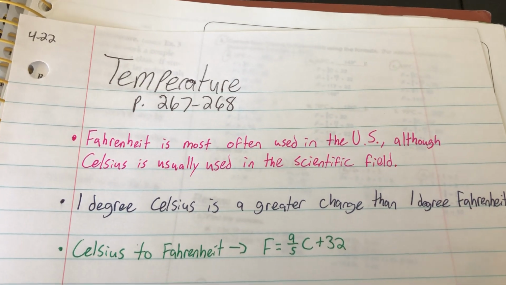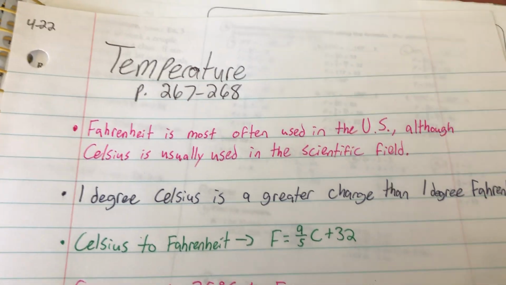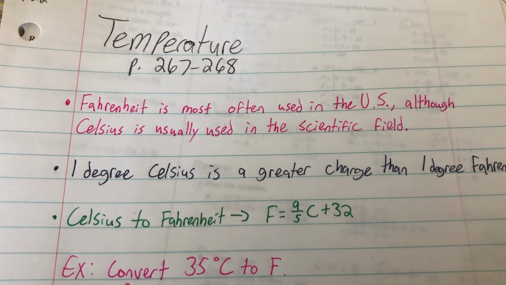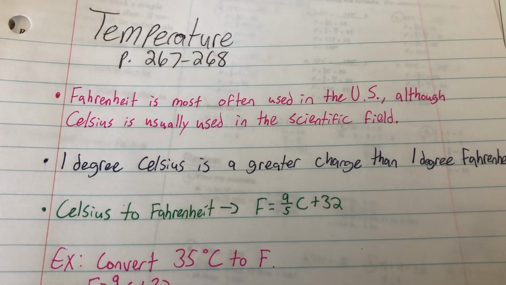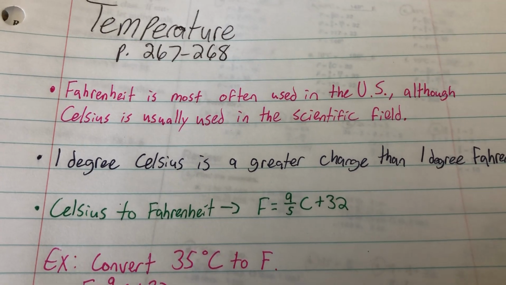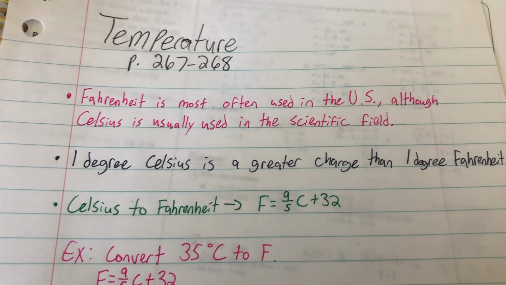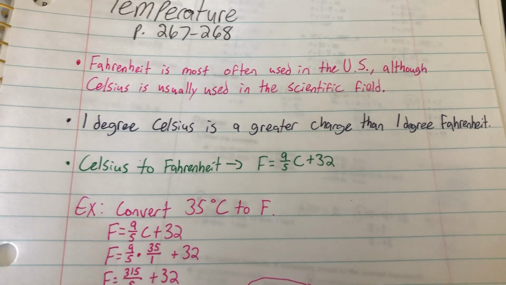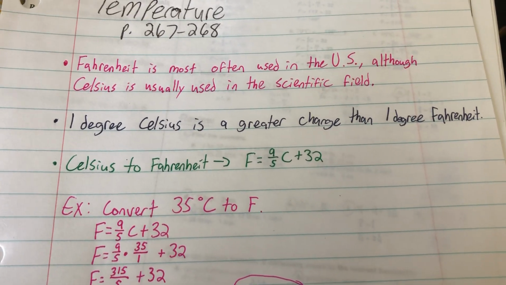Today in math, we're going to be talking about temperature. This is going to cover page 267 and 268 in your textbook. Fahrenheit is most often used in the United States, although Celsius is usually used in the scientific field. Celsius is also used in most of the rest of the world. 1 degree Celsius is a greater change than 1 degree Fahrenheit.